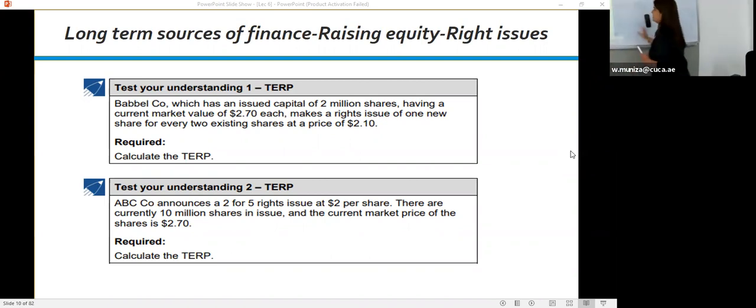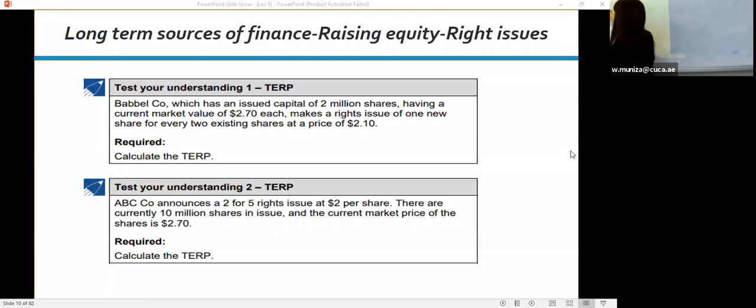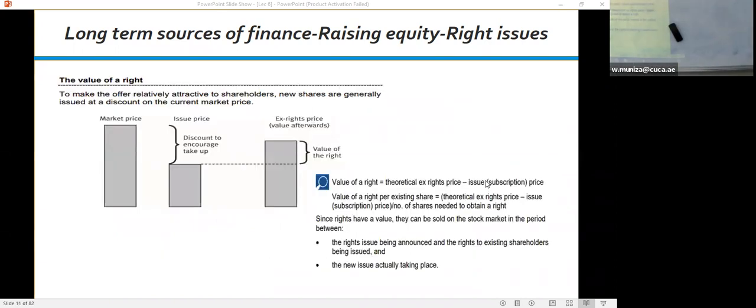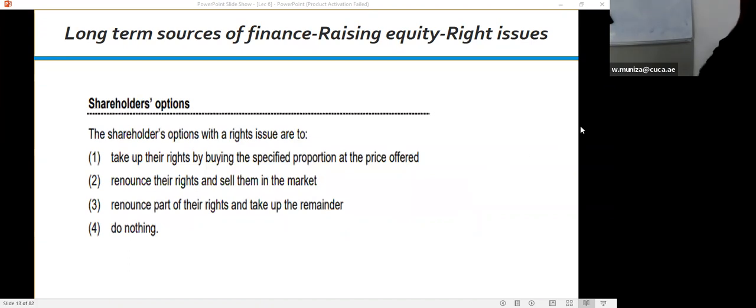Both. So this is how you are going to calculate the value of the right in the exam, in the multiple choice question. Sometimes it does come. Okay, TERP or the value of right, and in more complex questions, we are going to add it also.